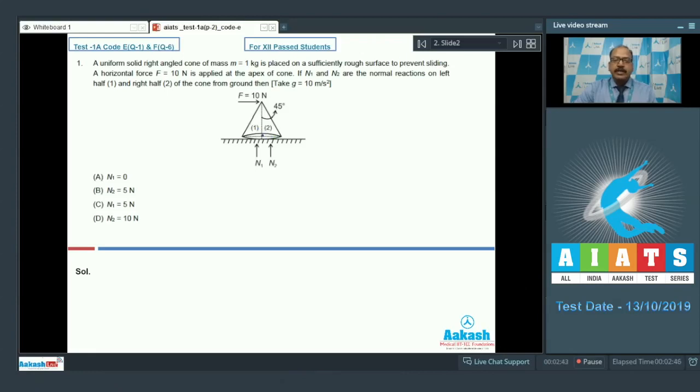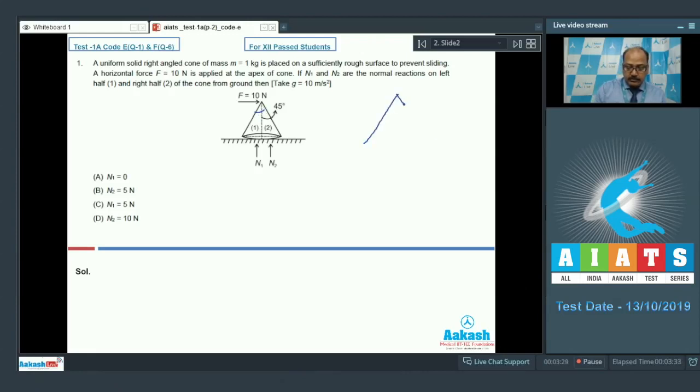The concept involved here is rotational equilibrium as well as translational equilibrium. So let's draw the free body diagram, in which we will also show the line of action of forces acting, so that we can evaluate rotational equilibrium by calculating torque also. It's a right angle cone, so the apex angle is 90 degree, and the half angle is 45 degree.